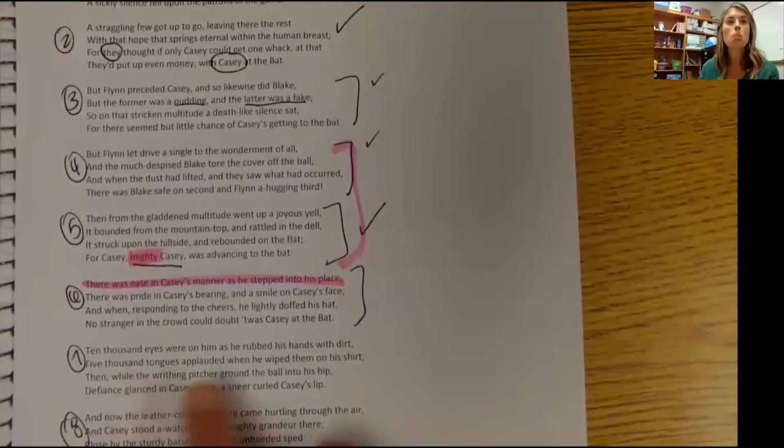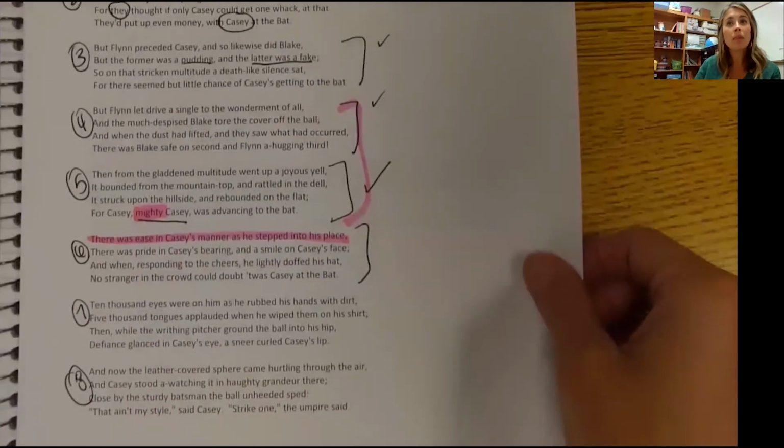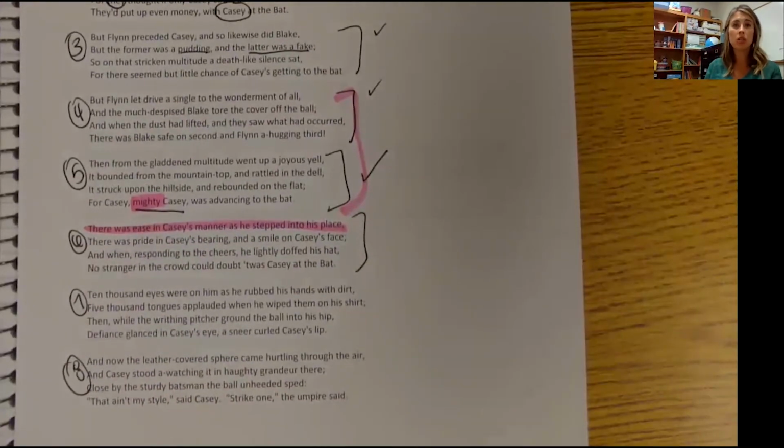Stanza 7. 10,000 eyes were on him as he rubbed his hands with dirt. 5,000 tongues applauded when he wiped them on his shirt. Then, while the writhing pitcher ground the ball into his hip, defiance glanced in Casey's eyes. A sneer curled Casey's lip.